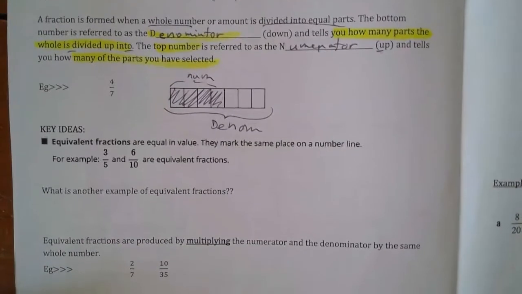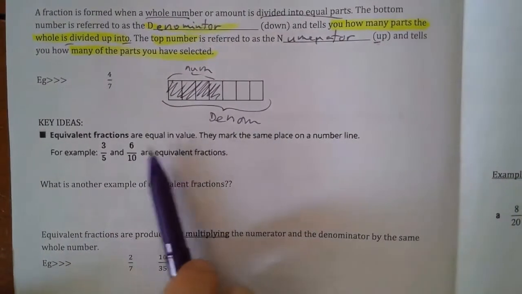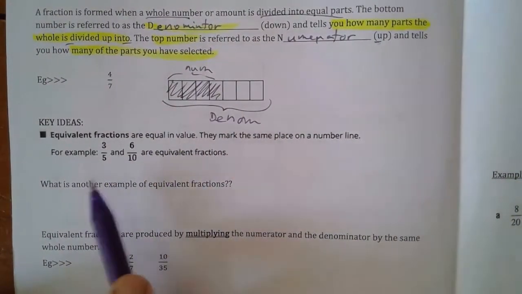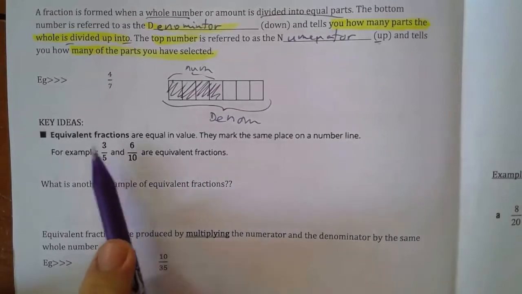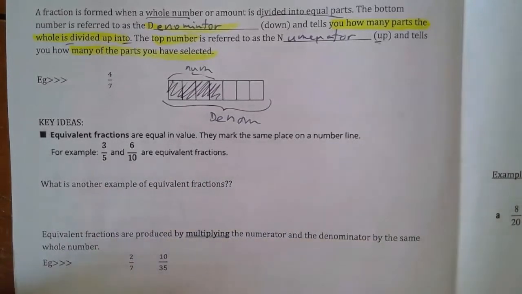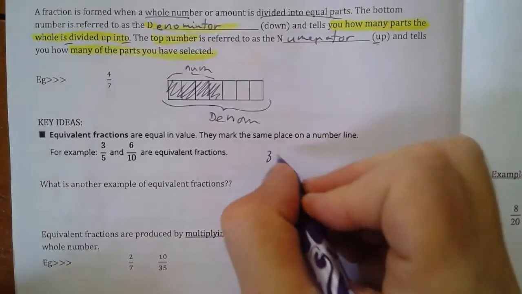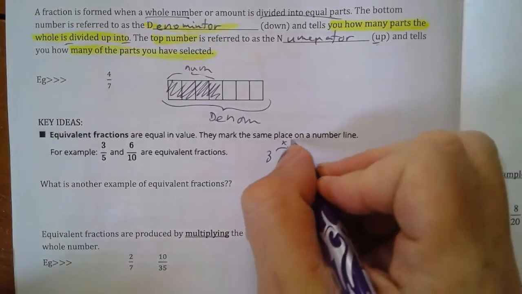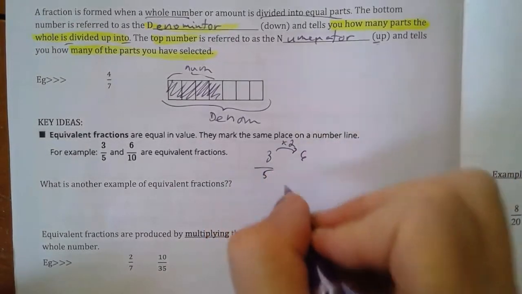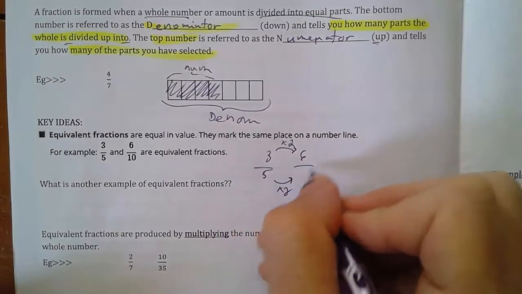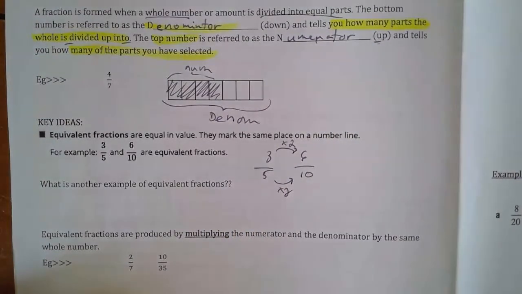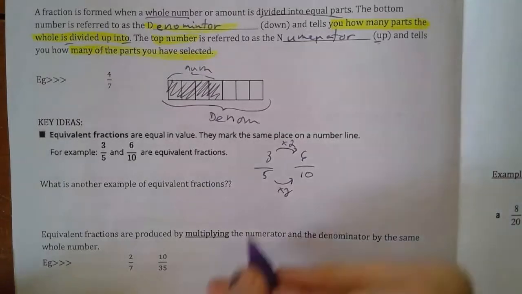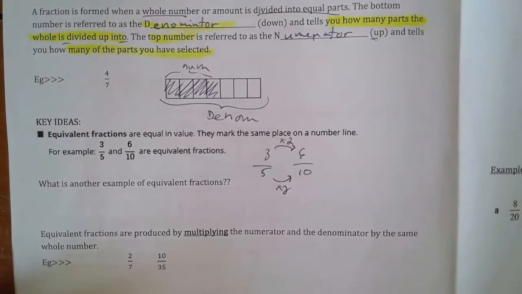So let's look at some examples here. Equivalent fractions are equal in value. And how do we get to these? We essentially multiply the numerator and the denominator by the same amount. So 3 times 2 gives us 6, and 5 times 2 gives us 10. So whatever we multiply these by, as long as they're the same numbers, gosh, that's a bit sloppy, isn't it? Then they will be equivalent fractions.